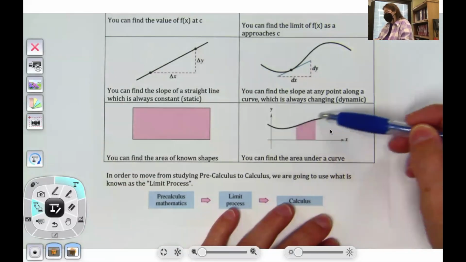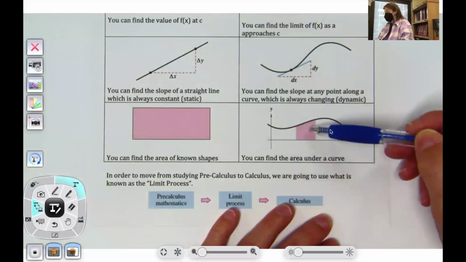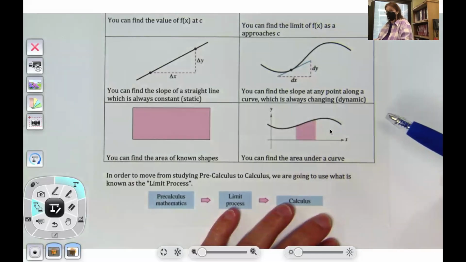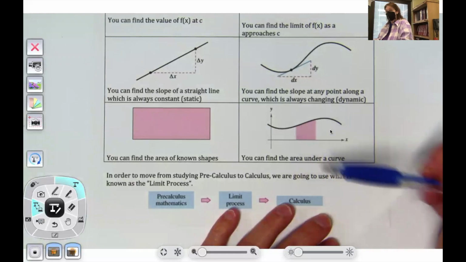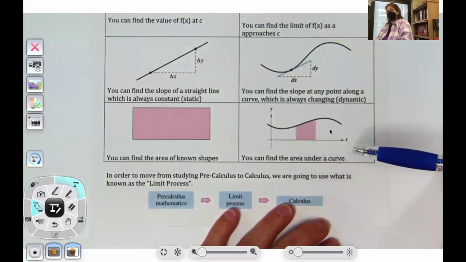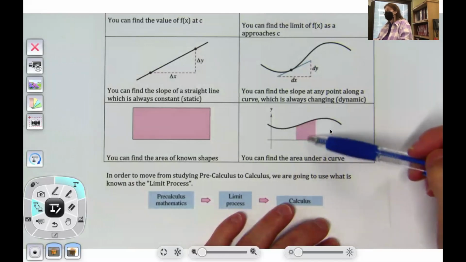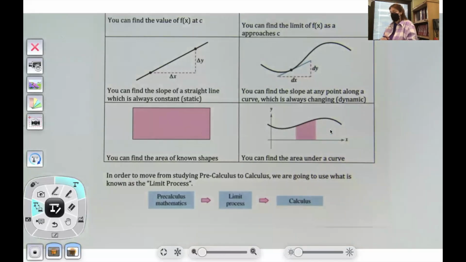So if I've got a curve, and let's say in between this x value and this x value, I want to know the area of that shape. This is a curve, so that's not a trapezoid. It's going to be an irregular shape. I can't find the area of that without the use of calculus. But as we go through this, you're going to be able to calculate the area under a given curve, any section along that curve.